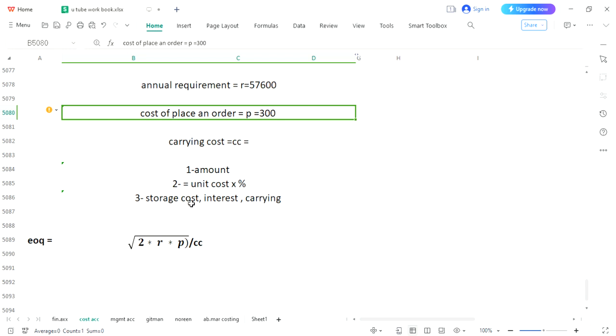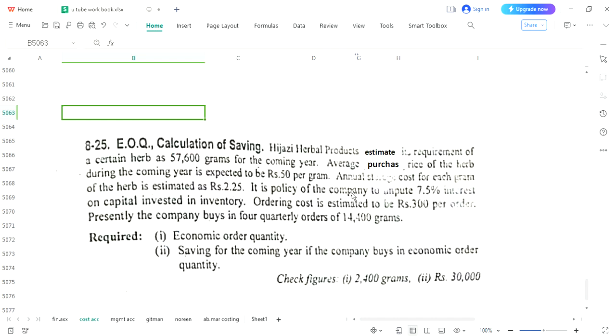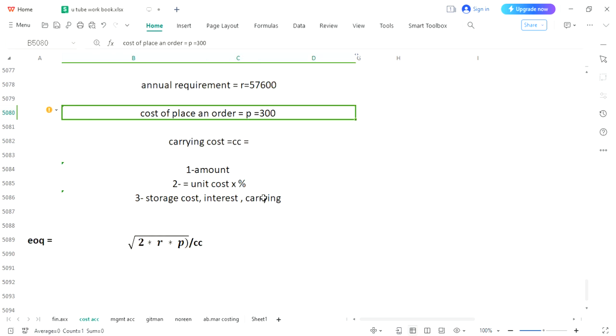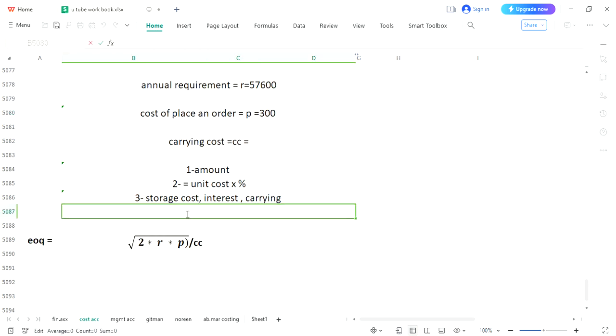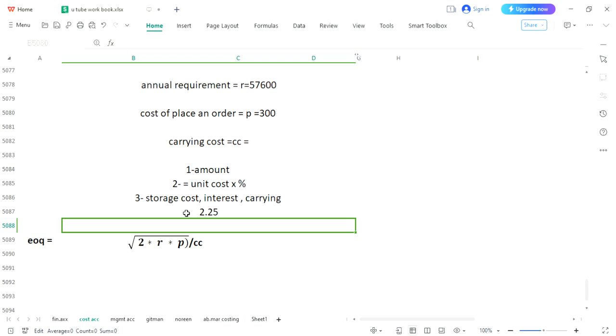There are three different ways with which we will calculate carrying cost. So first is storage cost, and annual storage cost for each gram of herb is 2.25. So we will calculate carrying cost over here. Storage cost is given, 2.25. Now let's see what next is given to us.